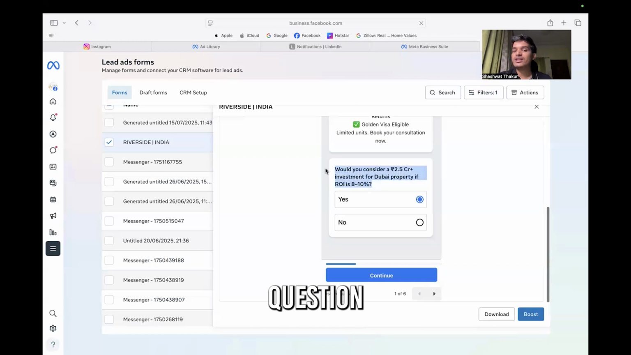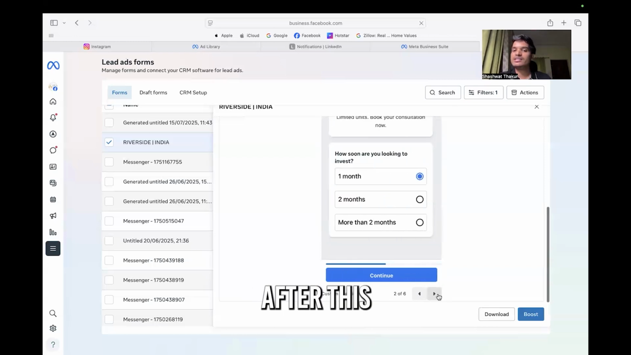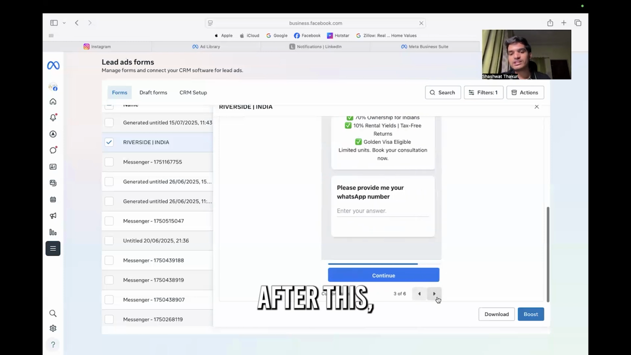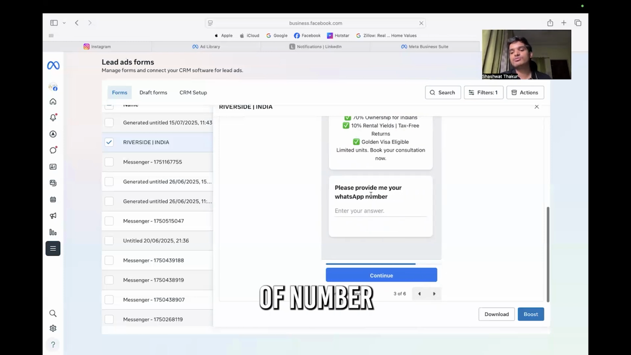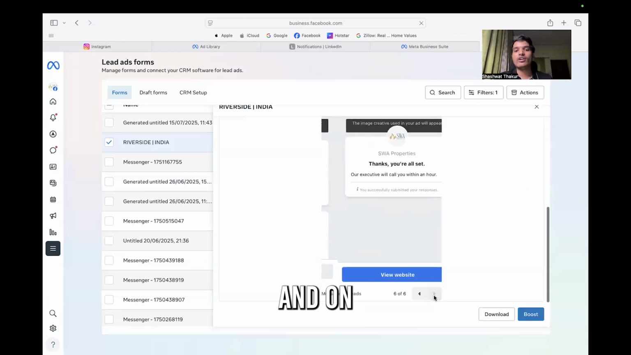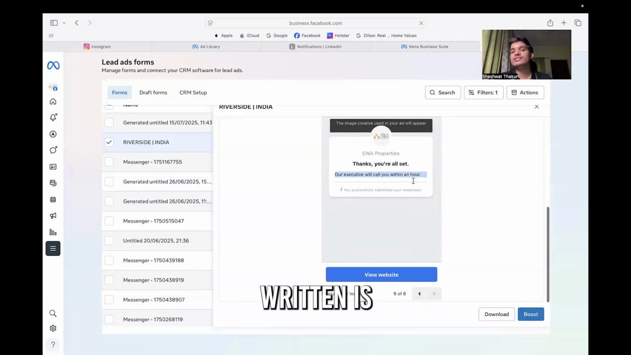With this question, we will filter out those who don't have the budget. After this, we will see how soon they are looking to buy, whether they are a hot lead, warm lead or cold lead, because this will tell us the lead's mindset. And if they are filling in the WhatsApp number by themselves, it means they are interested. So these are the key factors. We have created the urgency, we have asked our questions, and on the last page we have written that our executive will call you within an hour, so that they get an idea of when they are going to have a call.